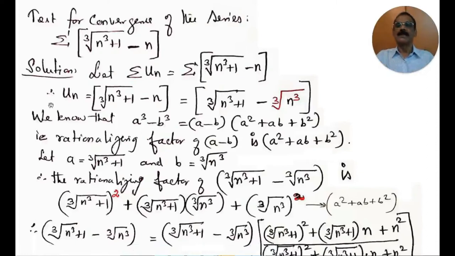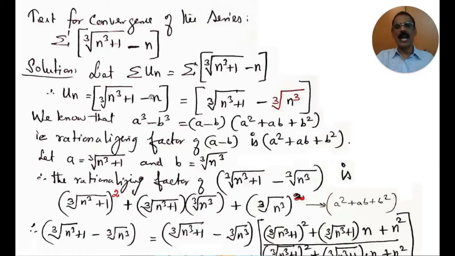Now, test for the convergence of the series cubic root of n cubed plus 1 minus n. Let us take the given series be series un. That is, let series un be equal to series cubic root of n cubed plus 1 minus n. Therefore, un is equal to cubic root of n cubed plus 1 minus n.